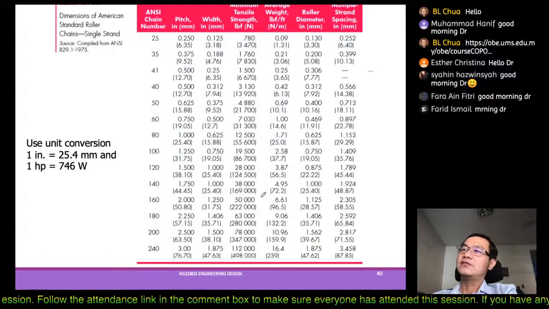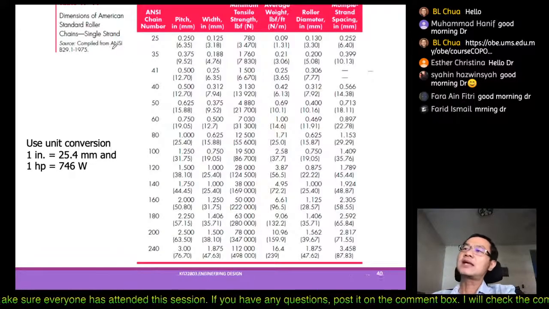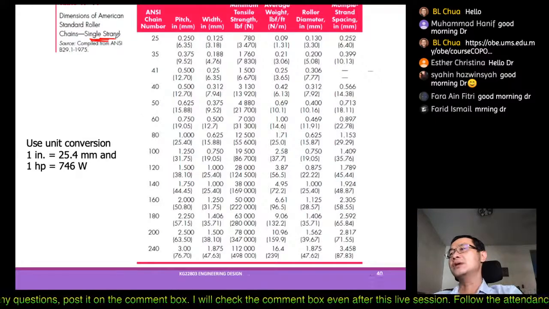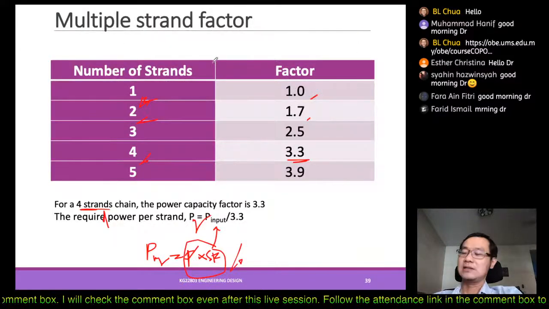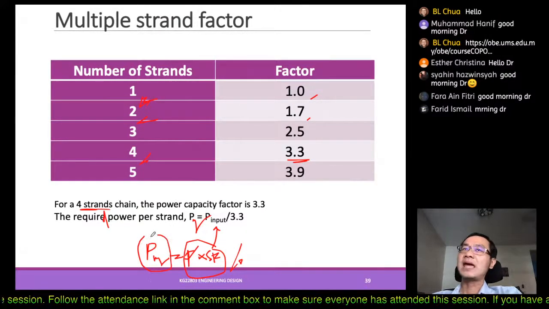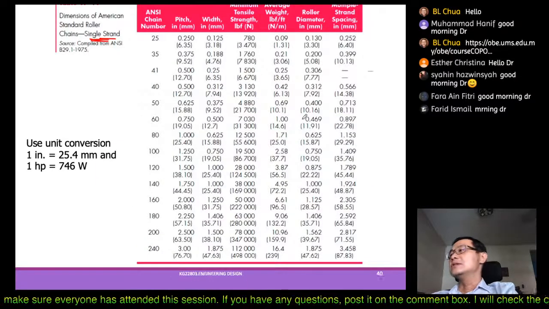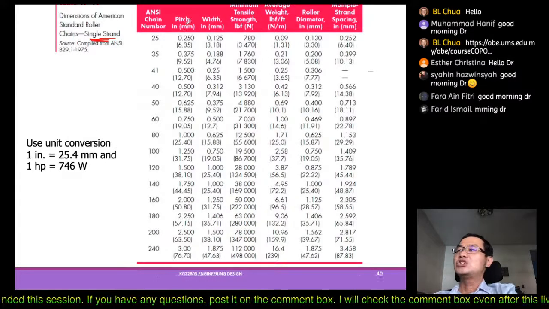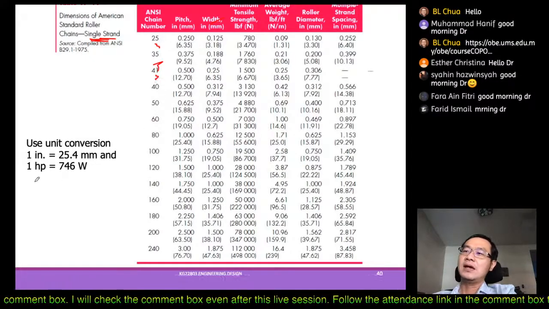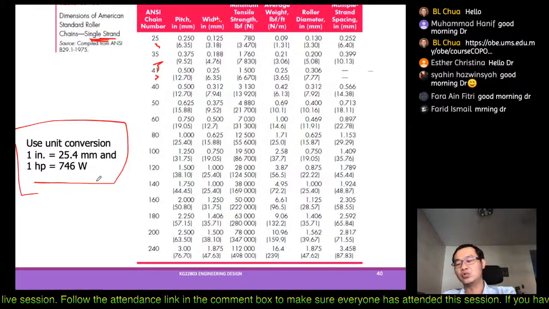This is the dimensions of the standard strain. Most of the catalog only shows a single strain, and to design for multiple strains we have to use this. When we divide it, we obtain the power that is going to be carried by a single strain itself. This is the general information about the pitch and the width of the chain that we are going to select, and also the general unit conversions, from inch to millimeter, horsepower to watt.